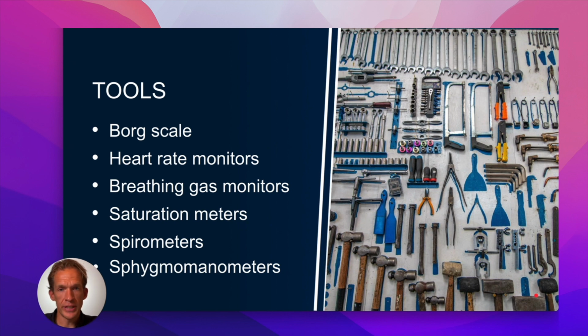Well, in physiology and exercise physiology, of course, there are a lot more tools that you can use to assess, evaluate, or monitor training. The Borg scale was already briefly mentioned in earlier videos, but it is definitely a measure that you can use later on in guiding patients through exercise and training. Heart rate monitors we will get to, breathing gas monitors we've mentioned already, saturation devices, spirometers, and also sphygmomanometers, devices that can measure blood pressure. At some point in your career as a physio it will definitely be useful to monitor or measure your patient's values.